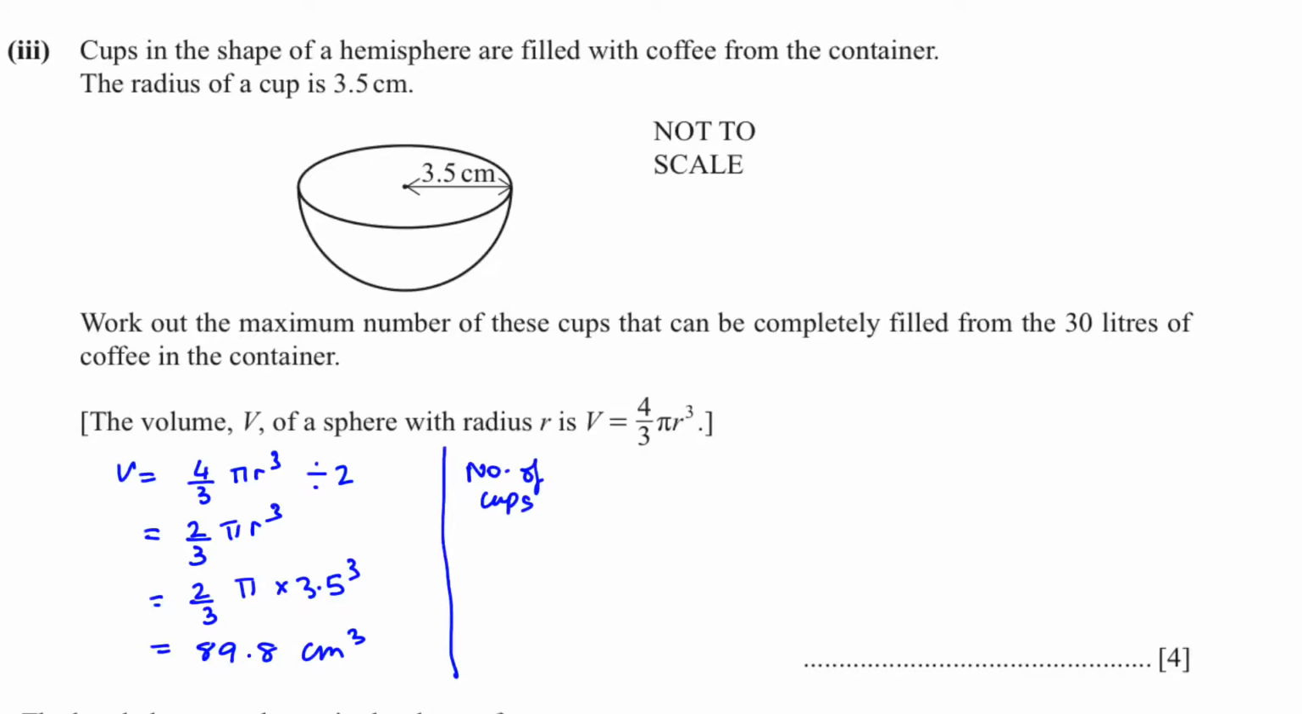To find the number of cups, we are going to divide 30 liters by this volume. But first we'll have to change the 30 liters to cubic centimeter, which we already did in the previous question. It is 30,000 cubic centimeter. Divided by 89.8, we'll get 334.07. So cups are going to be full numbers, right? So the answer is 334 cups can be filled.